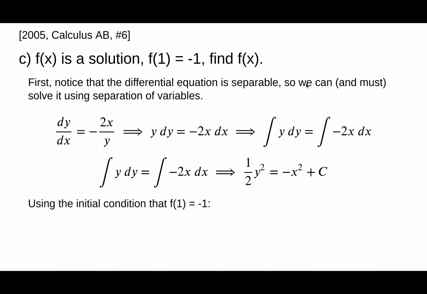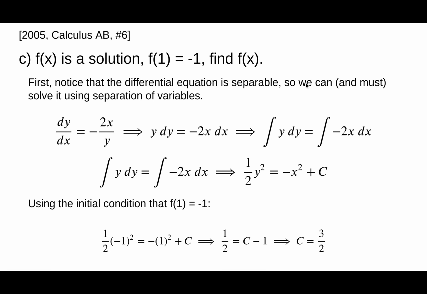And then we have this initial condition. We're going to use the initial condition to find a specific value of c that will get us this particular solution where f of 1 will equal negative 1. So if I plug in negative 1 for y and 1 for x, I get 1/2 of negative 1 squared equals the opposite of 1 squared plus c. So I get 1/2 equals c minus 1. And if I add 1 to both sides, we get c equals 3/2.